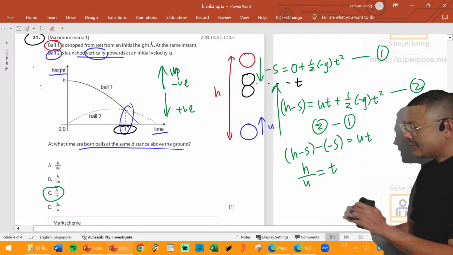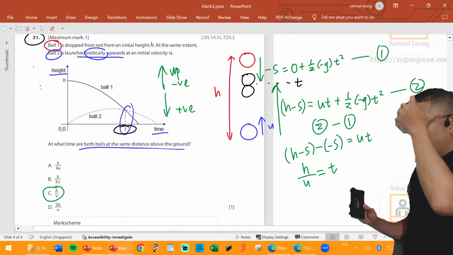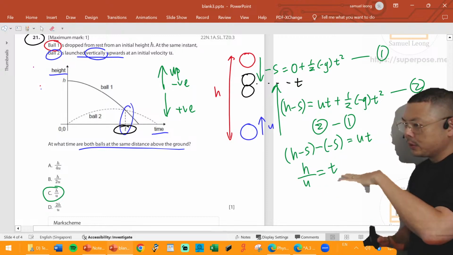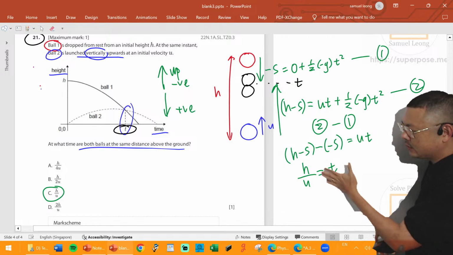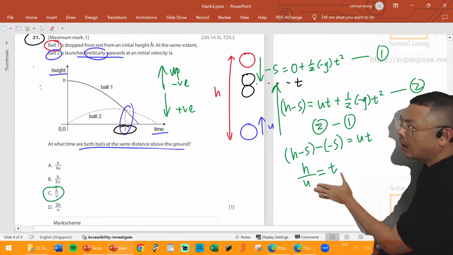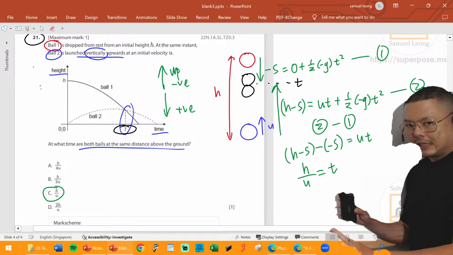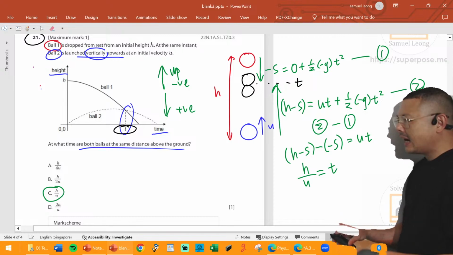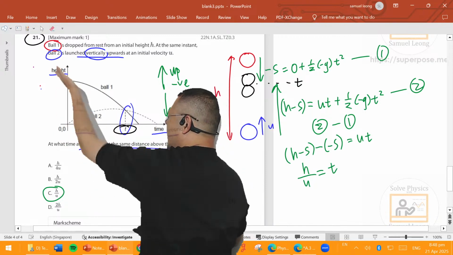Now, the next thing is, some students at this point will try to think that, oh, this is a relationship that I need to remember. No, not at all. There is no way for you to know that something so random like h divided by the speed of launch upwards is the time where both objects meet. I had to work it out. There's no way that I'm going to tell you that when this thing drops and the other shoots up, the time they meet is h divided by u.